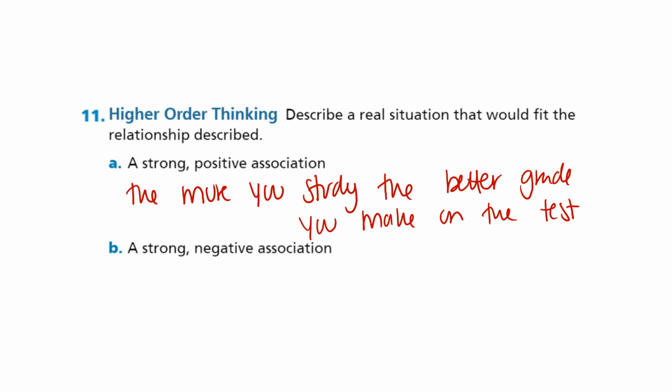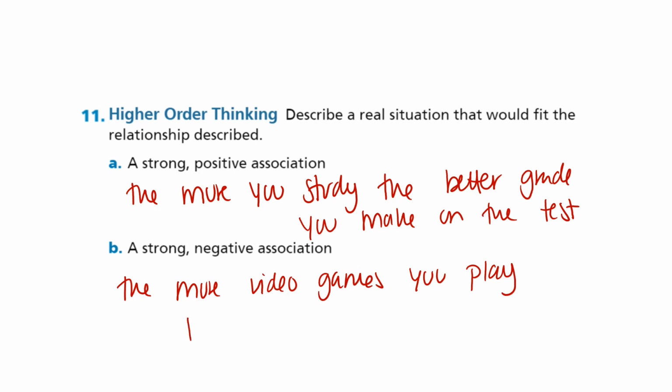For letter B, a strong negative association would be the more video games you play, the less sleep you get. So again, it's the more video games, so that is a positive statement, but the less sleep, that would be a negative statement. Because one is positive and one is negative, that would make an overall negative association.